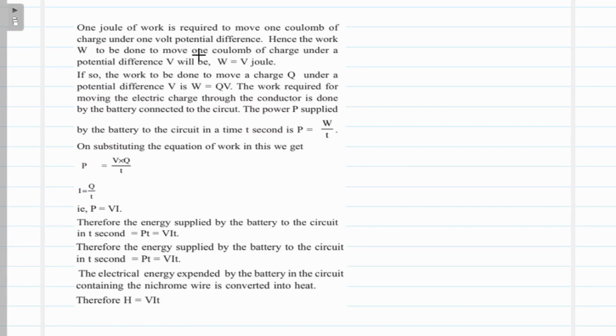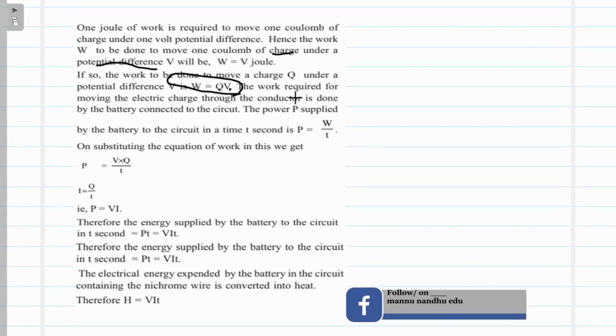Hence, the work W is done to move 1 coulomb of charge under the potential difference V, so W equals V joules. What is the joule? The unit of work done. We already know that the potential difference and the charge together do the work, so W equals QV, that is, charge times voltage. Q is the charge, and V is the potential difference, so W equals Q into V.